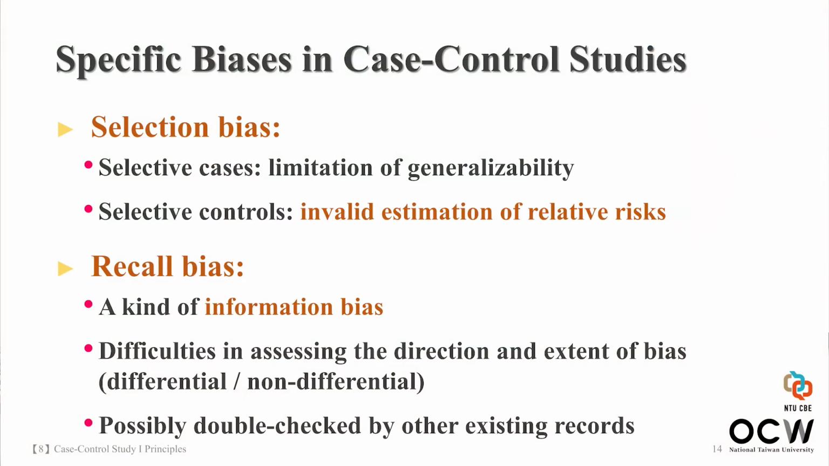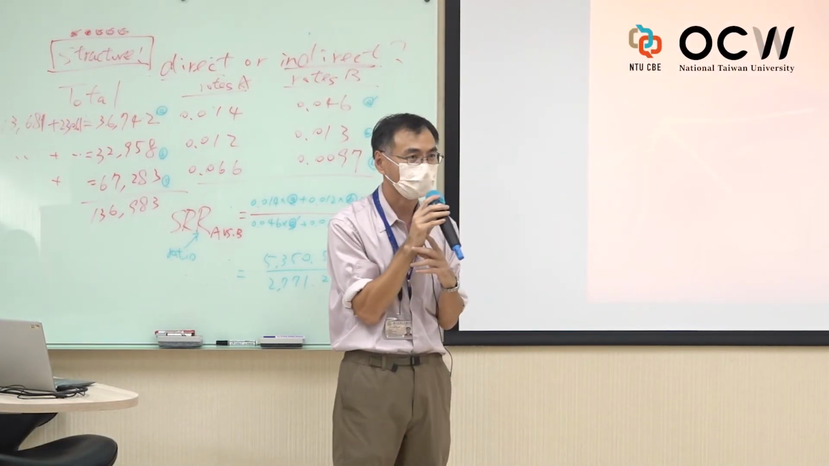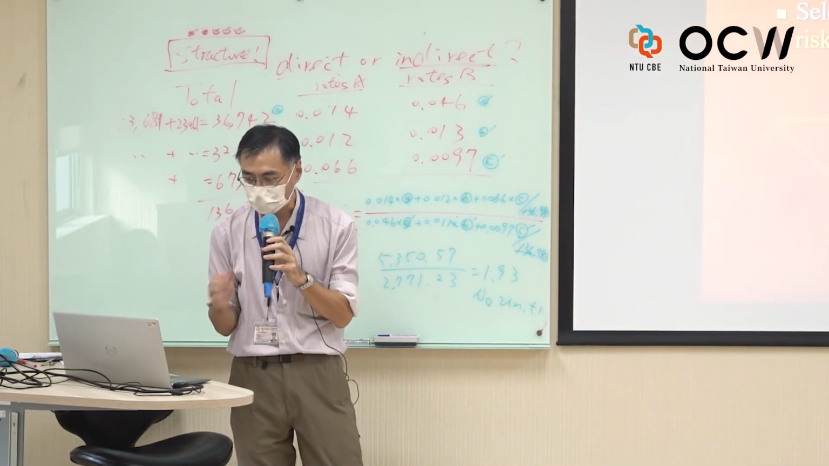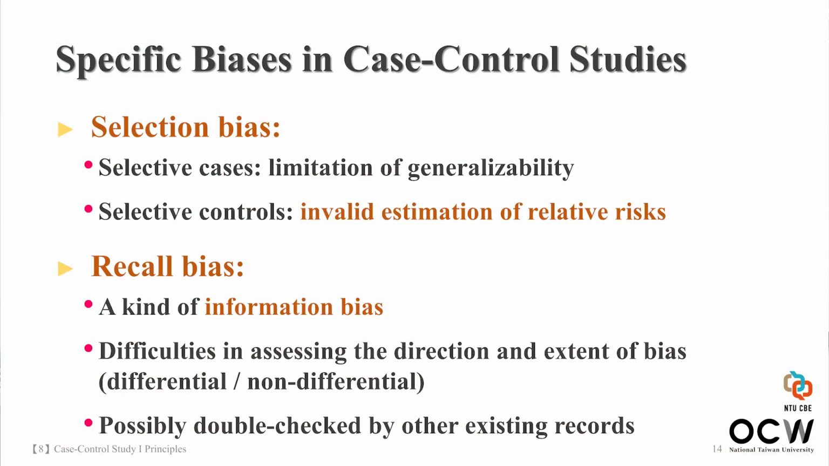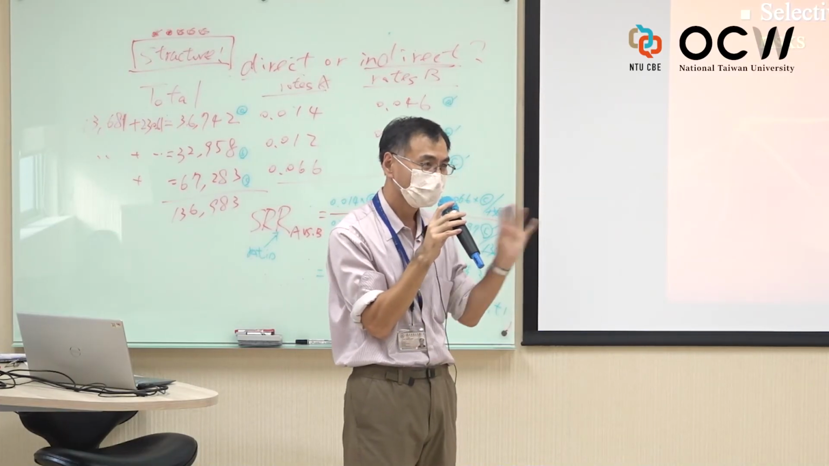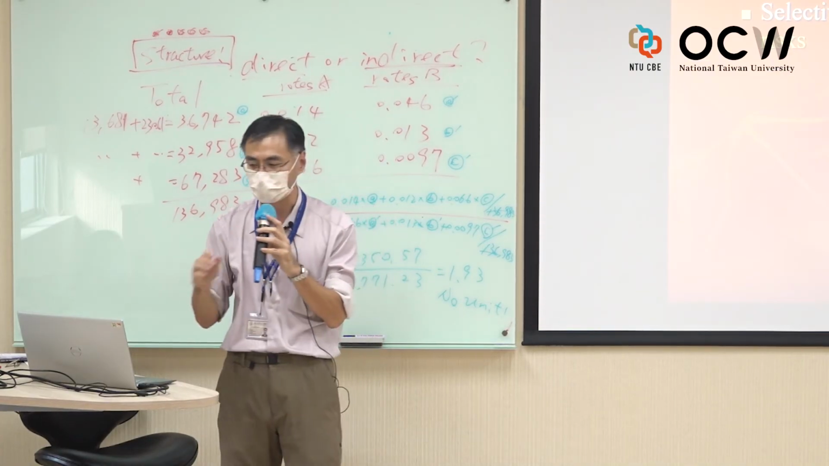Okay, talking about the biases, which are more likely to happen in a case control study. The first and more important one is selection bias. If the cases are selective, then it just limits the generalizability, the ability to generalize your research outcome to the target population. That's not too bad. But if you have selective controls, then the whole estimation will be invalid. It's very hard to identify the direction of bias. So that's why we have to minimize it or try to avoid it as much as possible.